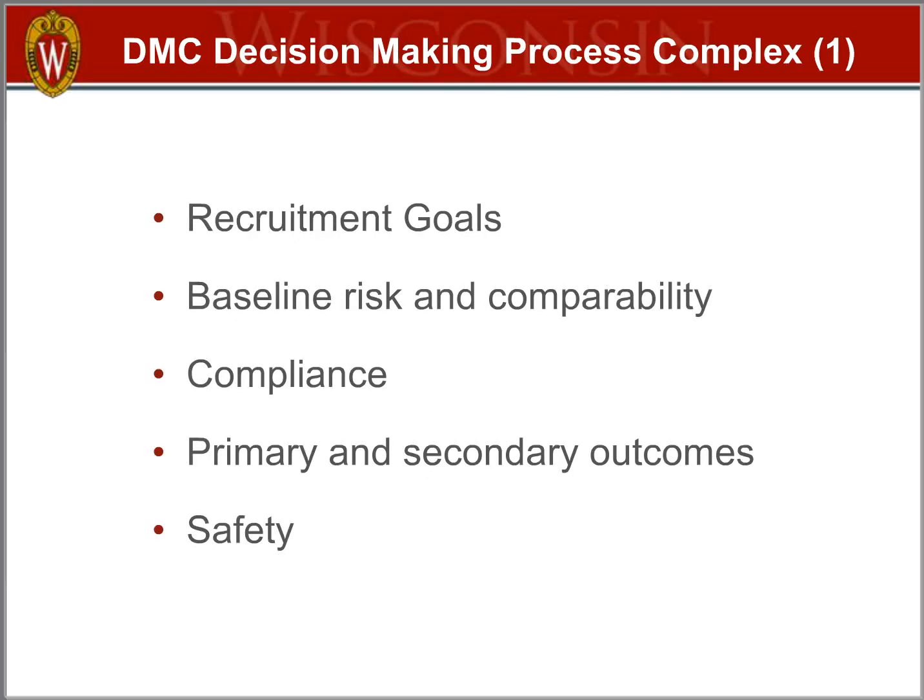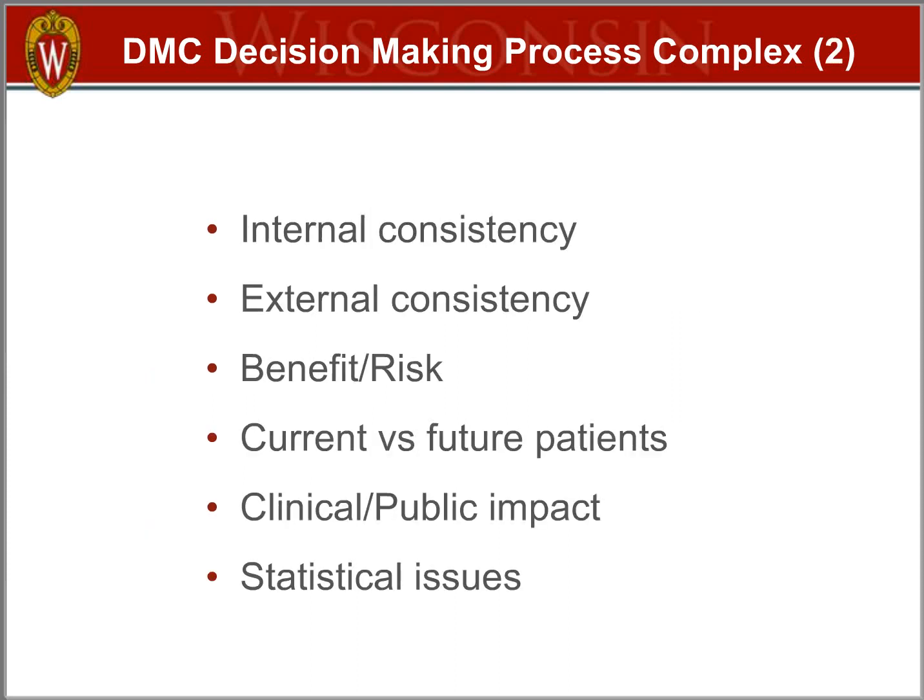But I'd like to emphasize that the decision-making process to continue, to stop, to modify is very complicated. It depends on a variety of factors. Are you meeting your recruitment goals? Do you have the kind of patients at risk that you need? Are they complying with the therapy as hoped for? What are the trends in the primary and secondary outcomes? What does the safety profile look like? Is there internal consistency across the primary and secondary outcomes? Is there internal consistency across subgroups? Are the data that you're seeing consistent with external data, or is it quite unexpected? Ultimately, what's the benefit versus the risk?